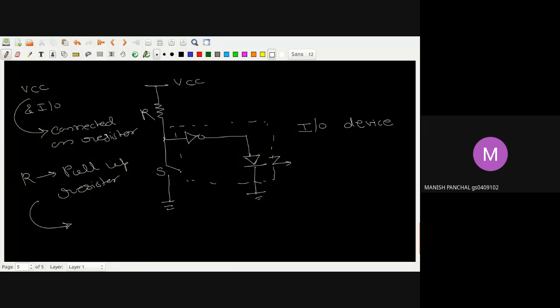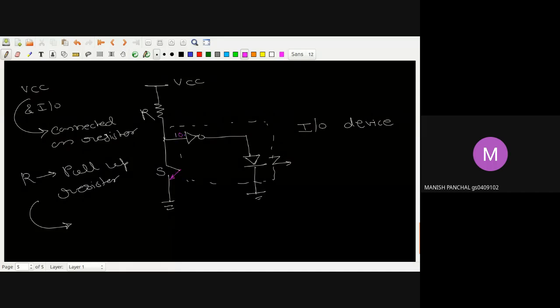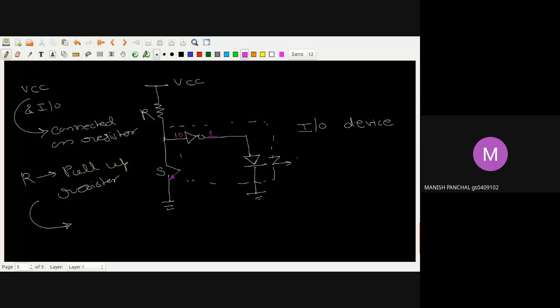You can think about it: first, when you just close the switch, what will happen? Here I am getting zero. So this is inverted here, and finally my LED will be on. If I open it, then immediately what will happen?